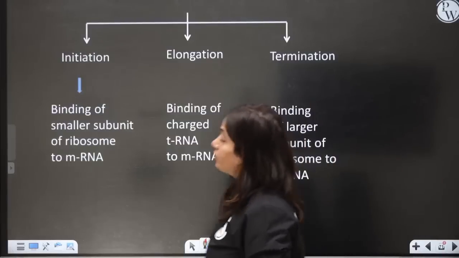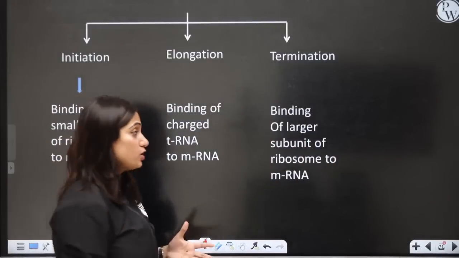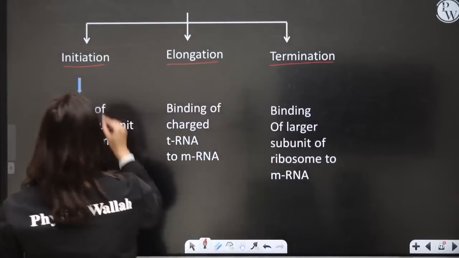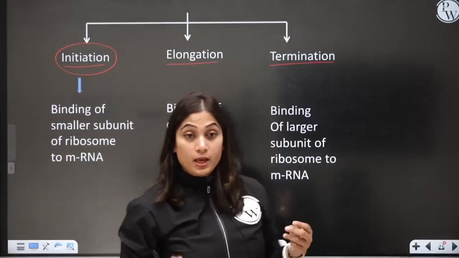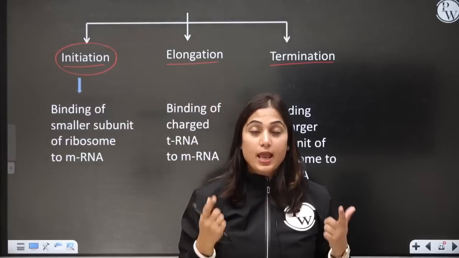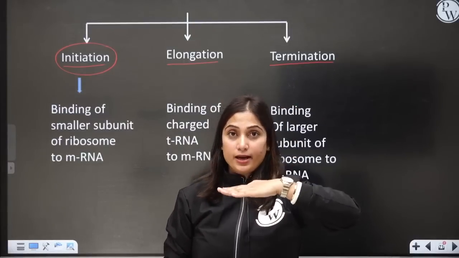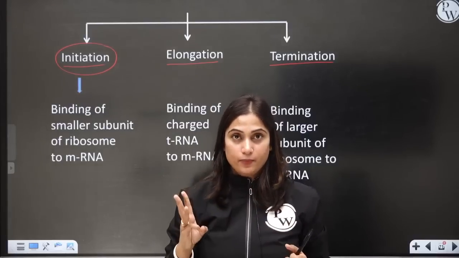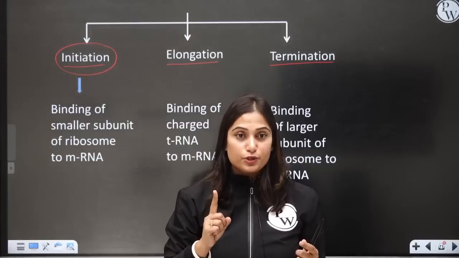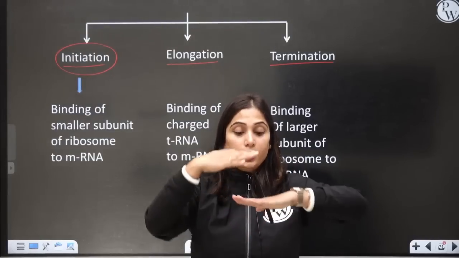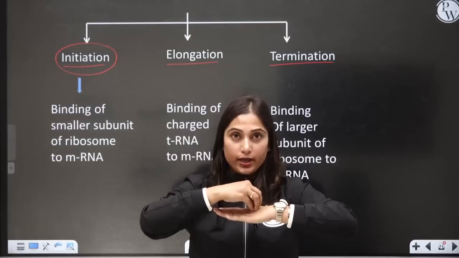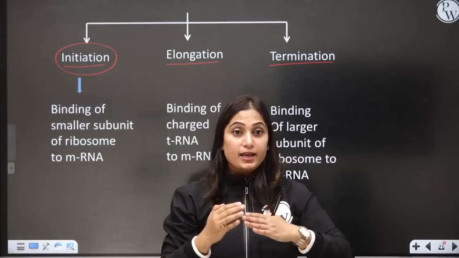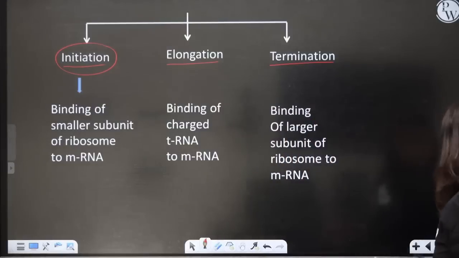Now, let's discuss the process of translation. The process of translation is divided into initiation, elongation, and termination. Initiation means the start of the process, and when on mRNA you have to form the protein, it would be done in 3 steps. The initiation process is divided into 3 steps. In the first step, the smaller subunit of ribosome will bind to the mRNA, then tRNA will come, and then the larger subunit of ribosome will come. Then elongation will be done. I'll be explaining this in detail.